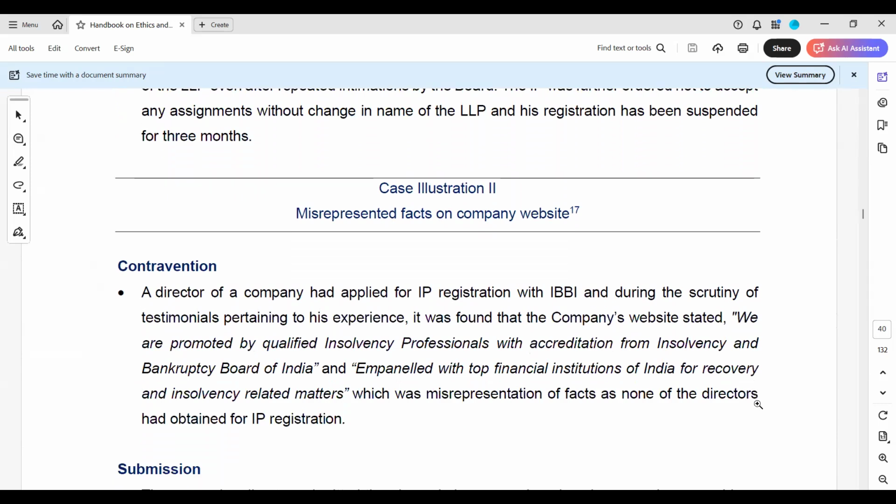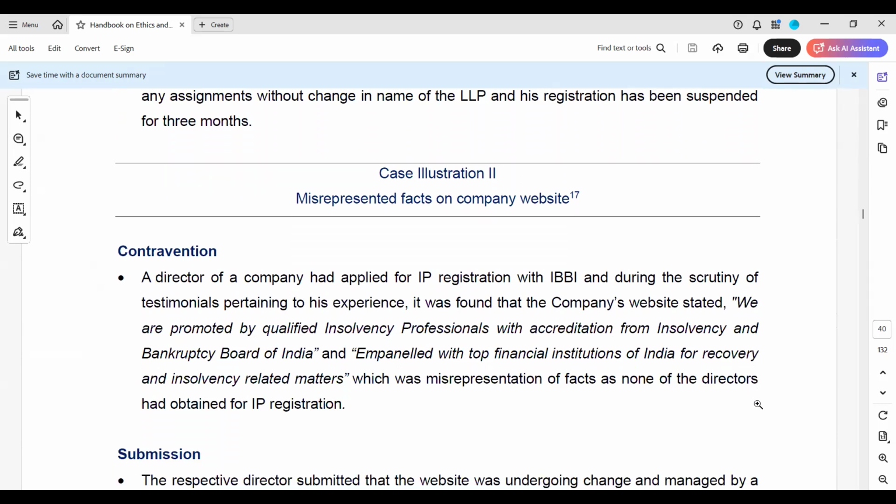What happened in this case? A director of a company had applied for IP registration with IBBI. And during the scrutiny of testimonials pertaining to his experience, it was found that the company's website stated, we are promoted by qualified insolvency professionals with accreditation from IBBI and empaneled with top financial institutions of India for recovery and insolvency related matters, which was a misrepresentation of facts as none of the directors had obtained IP registration. Okay, none of them has IP registration, but they are saying this on their website.